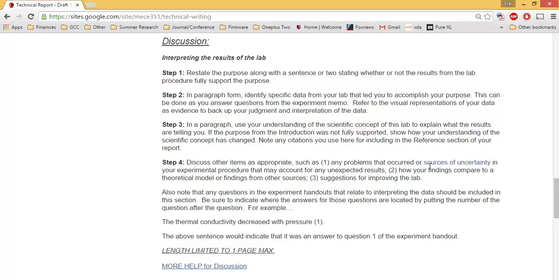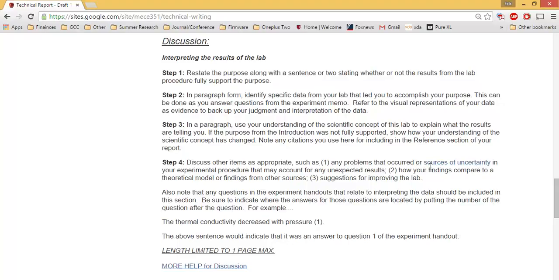So here are the 4 steps in terms of how to write the discussion. Number 1, restate the purpose along with a sentence or two on whether or not the results of the lab procedure accomplish or fully support the purpose. Step 2, in paragraph form, identify specific data from your experiment. That means actually reference figures, with sentences like, in figure 2, the voltage at 2 seconds was at a value of 5 volts, whereas at 4 seconds it was at a value of 3 volts, which results in a total decrease of 40%. You need to reference specific numbers from the results, not just state what you think is going on, but actually use numbers to tell your story.